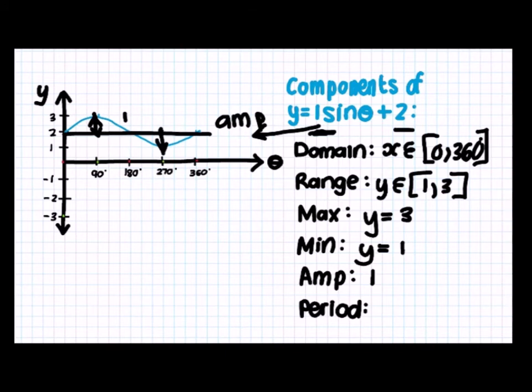Next up we have the period. So the period, same as always, it ranges from 0, where the start of the wave, to the end of the wave at 360, so that's that range there. So our period is 360.